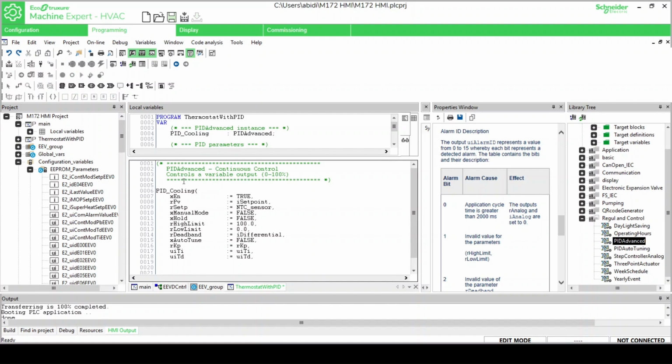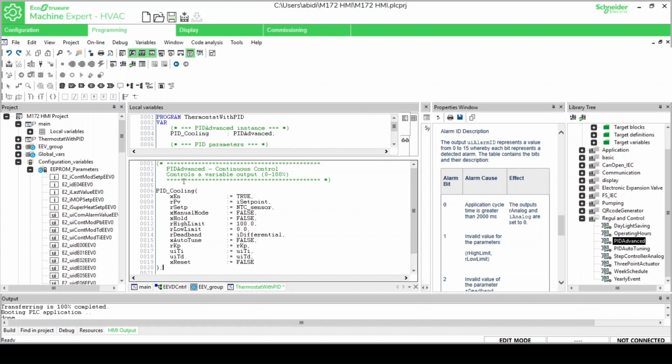Next, we define the output limits. rHighLimit equals 100.0. rLowLimit equals 0.0. These limits ensure the controller output stays between 0% and 100%. We also define a small deadband. rDeadband equals iDifferential. The deadband prevents small temperature fluctuations from causing unnecessary control changes.